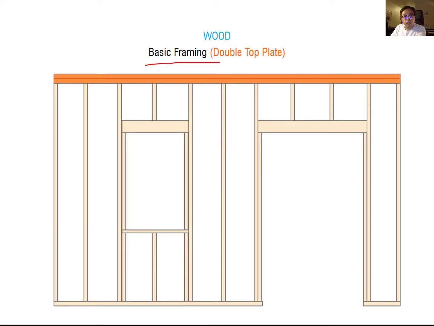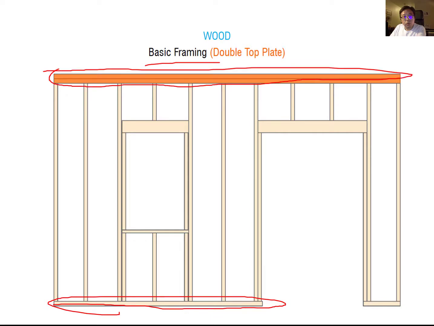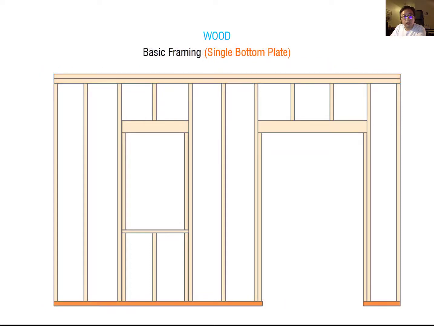Also, when you're designing the timber framing, the bottom layer is always a single layer, but the top layer always has this double layer here. So this is what we call the double top plate. You have to know the top plate always has the double layer, the bottom plate always has the single layer. Okay, and the bottom one is the bottom plate.